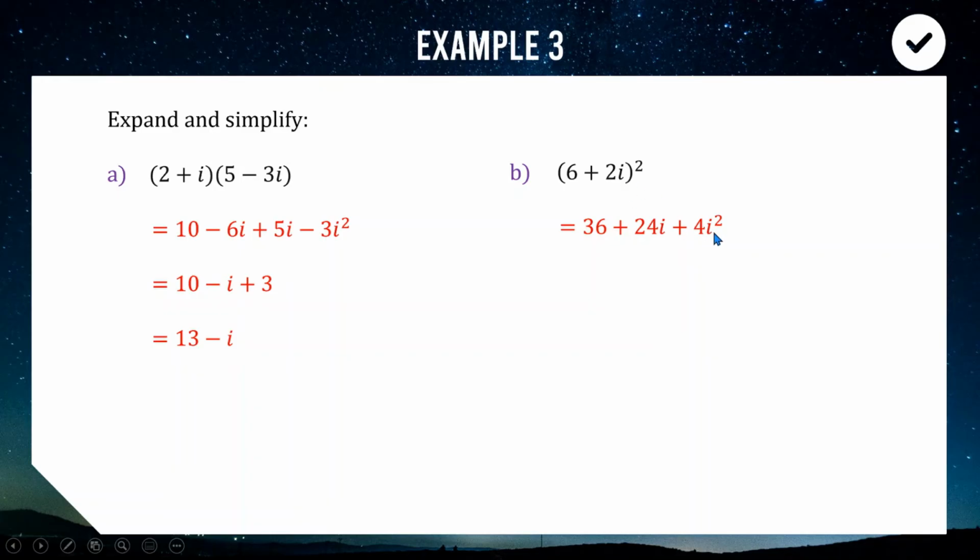Once again, i squared is minus 1. So this end term will actually be minus 4. So we have 36 minus 4 gets us 32. And we have the 24i as our imaginary part. And there's our expanded and simplified expression.